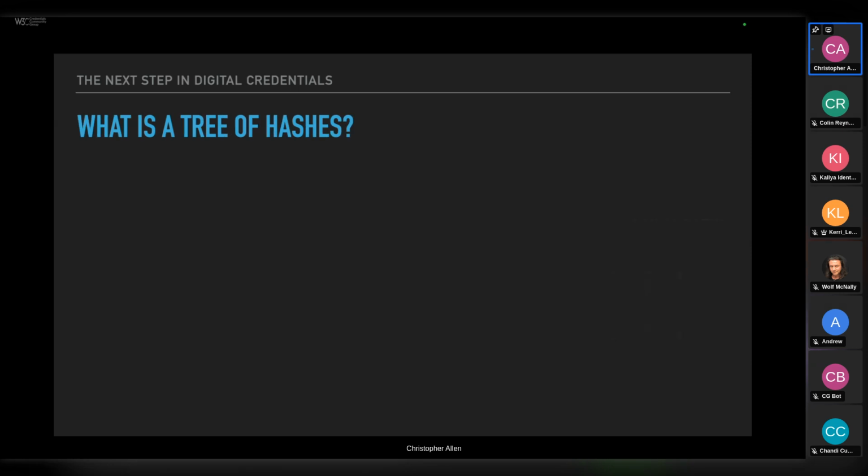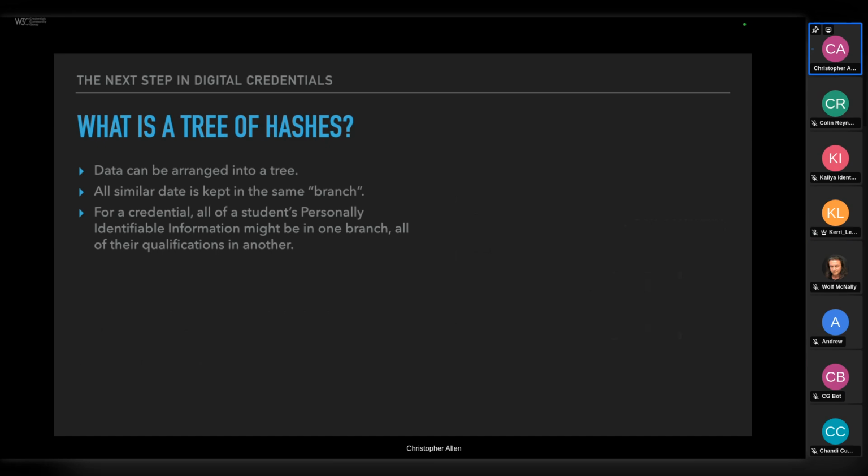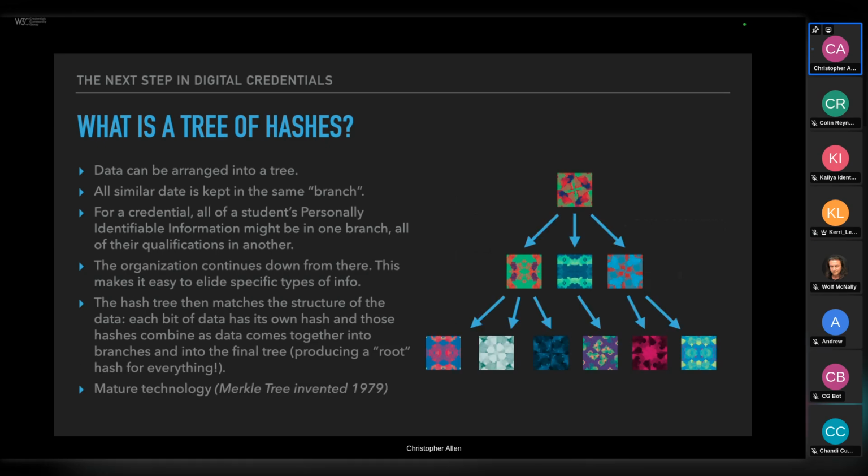So let's take this up to the next level. What is a tree of hashes? Data can be arranged in a tree. Oops, for some reason I'm not seeing the tree image. There it is. All similar data is kept in the same branch. For credentials, all of a student's personally identifiable information might be in one branch, all of their qualifications in another. This organization continues down from there. This allows us to align specific types of info. Every bit has its own hash, and it is reflected all the way up to the root hash. This is really old and considered to be mature technology. The Merkle tree was invented in 1979. It was one of the first cryptography things. So we know how to do this well.